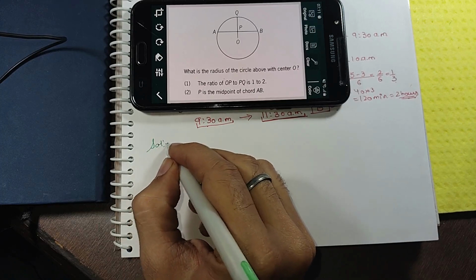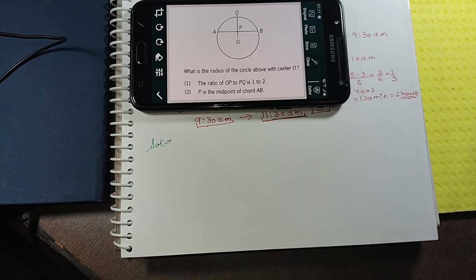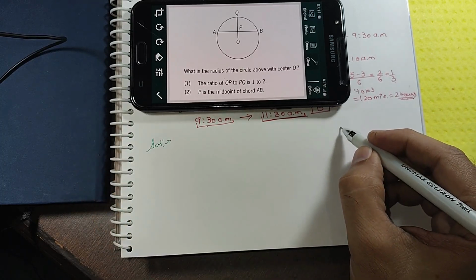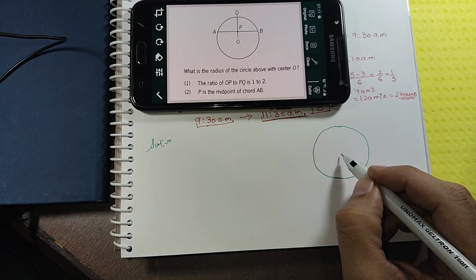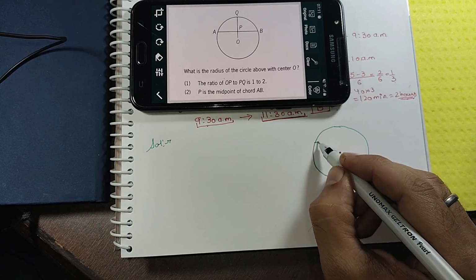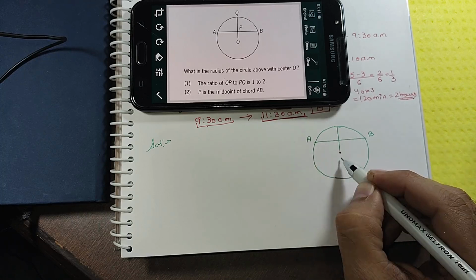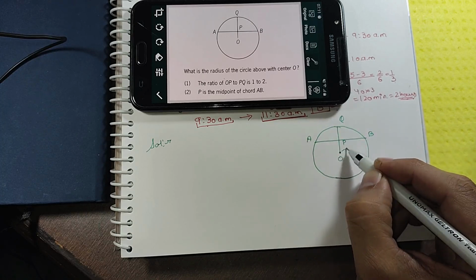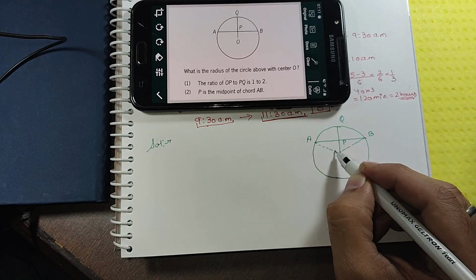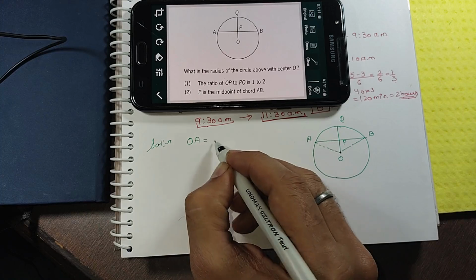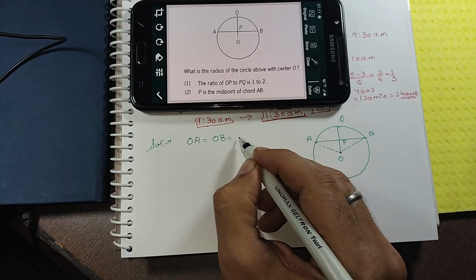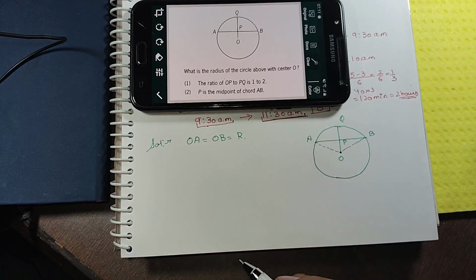So we have been given a figure in which we need to find the radius. First of all, we will draw that circle with center O. Here there is a chord AB and OQB. If I draw OA and OB, then OA equal to OB is the radius. Let us suppose that to be capital R. So we need to find the value of OA or AB.